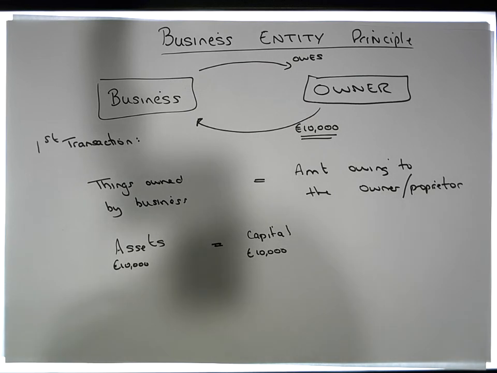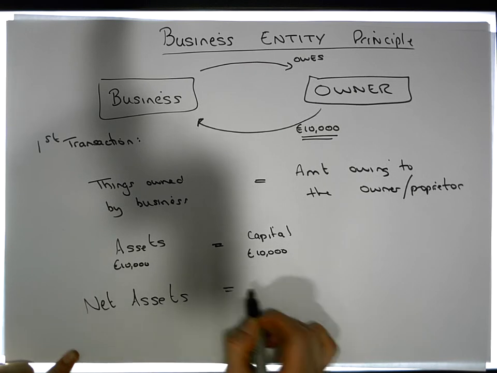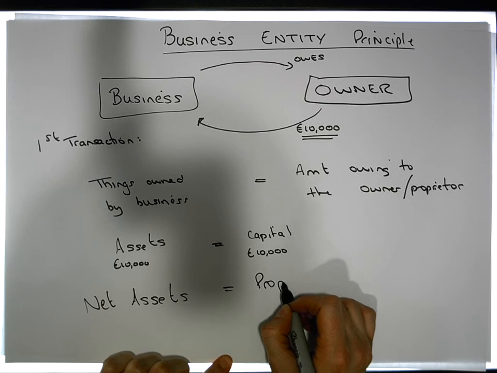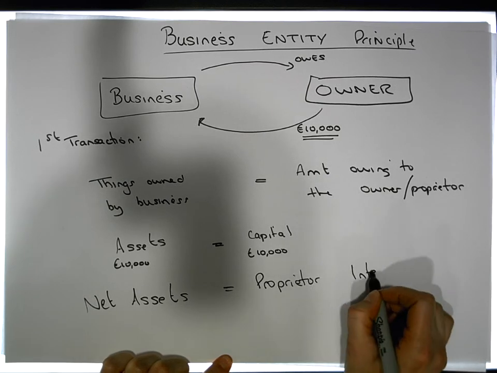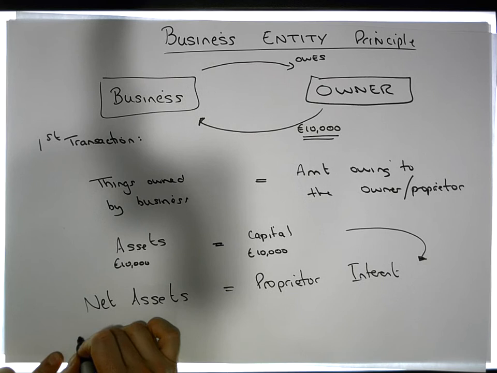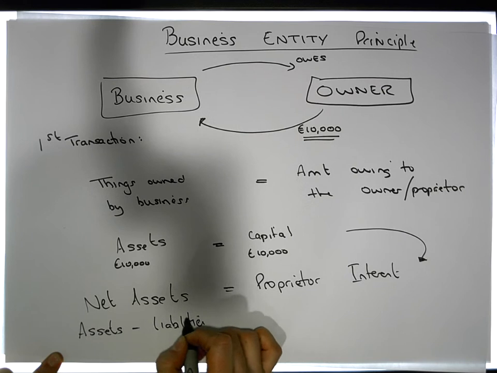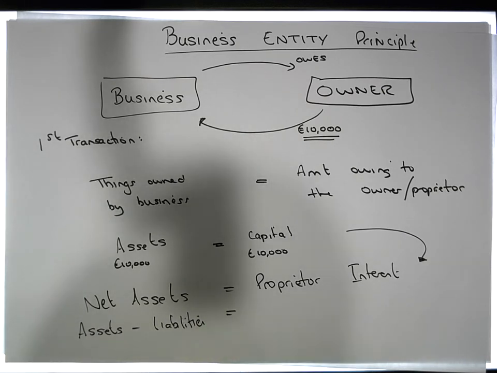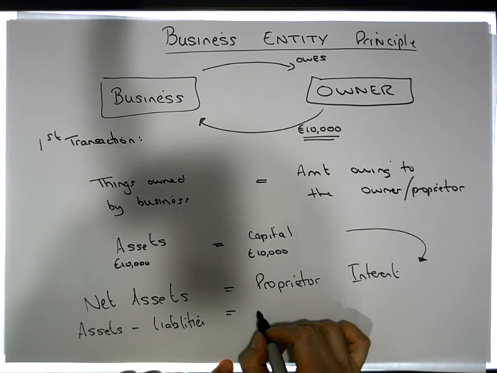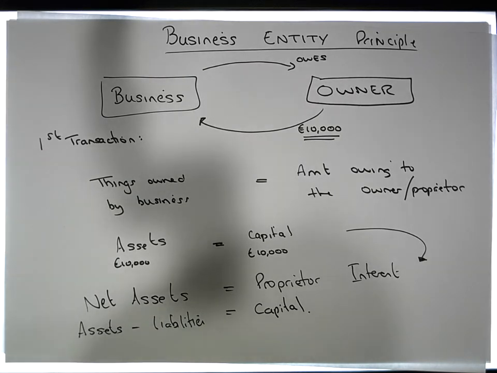Our full balance sheet equation is net assets is equal to proprietor's interest. But how did we get from here to here? Net assets is assets minus your liabilities. And proprietor's interest basically is your capital. So how are we going to show this? We're going to go through an example of a business starting off from scratch and how these transactions are recorded. And the example is called Chris Toffer.